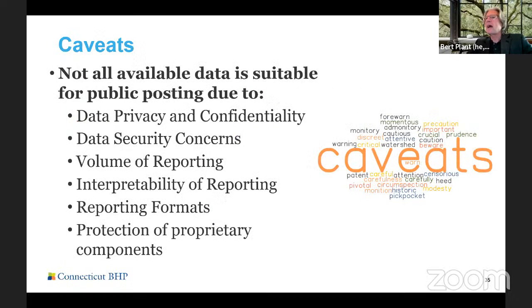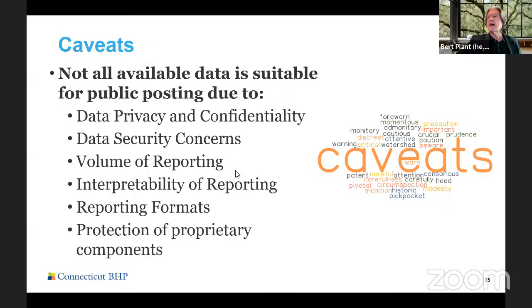So just a few caveats, not all the data that we have is suitable for public posting. Some of the provider dashboards that we have do get into PHI. So obviously those would not be appropriate. We also really don't want to post dashboards that have even any link or access to PHI, because if there was a security breach, we want to protect against that occurring.